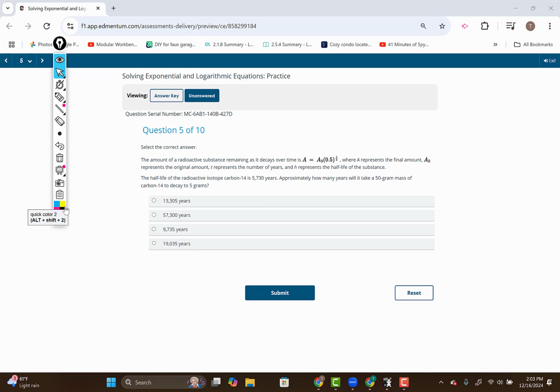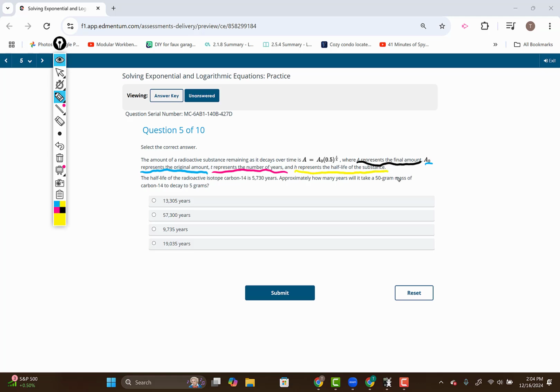Question 5. The amount of radioactive substance that remains as it decays over time is A equals A sub 0 times 0.5 raised to the T over H power. A represents the final amount. A sub 0 represents the original amount. So nothing new there. T represents the number of years. That's not new either. H represents the half-life of the substance.